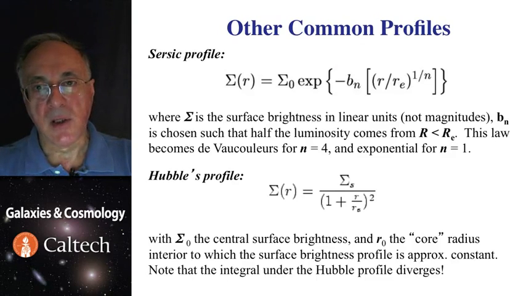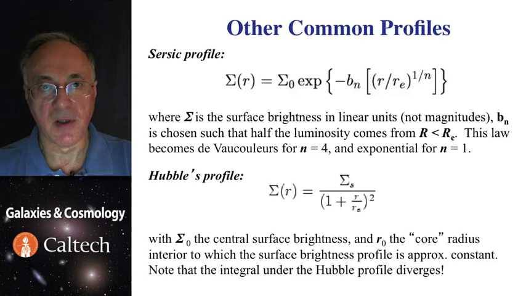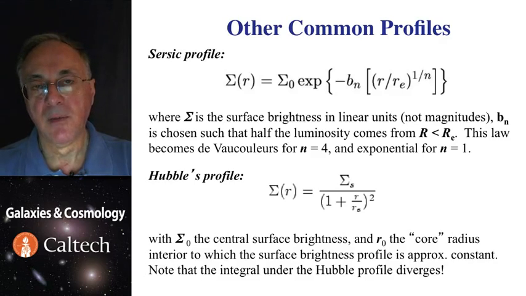Other profiles have been suggested, and the one that's currently most popular is the so-called Sérsic profile, which is a generalization of the de Vaucouleurs profile. The log of the surface brightness goes as radius to the minus 1/n, where n is some number. In the case of the de Vaucouleurs profile, n is equal to 4, so it's proportional to radius to the minus 1/4. In the case of this galaxy, n is 1, so then you have just the traditional old declining exponential.